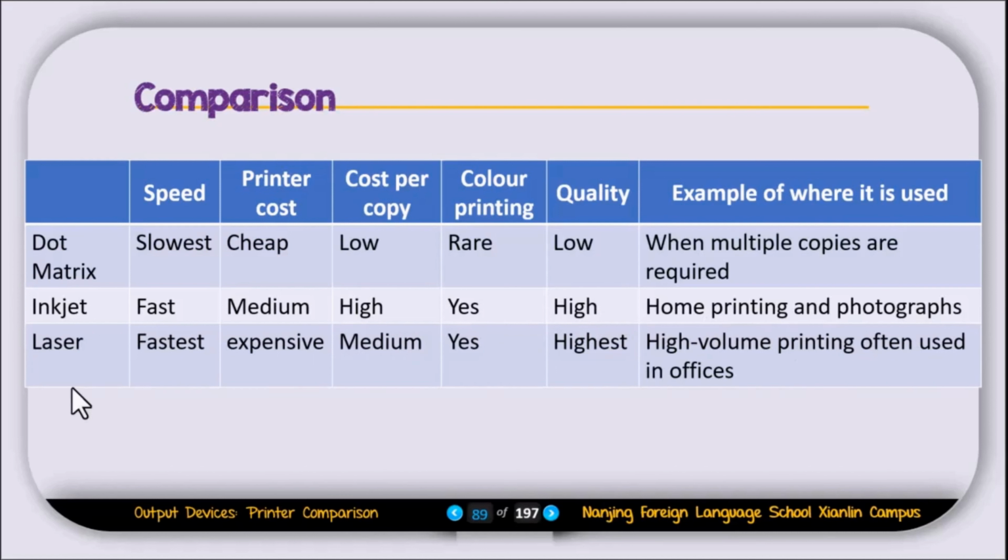The last type of printer is called the laser printer. This one is the newest technology. The speed of this printer is very fast. This printer is very expensive. The cost per copy is medium. It's not very high, not very low.